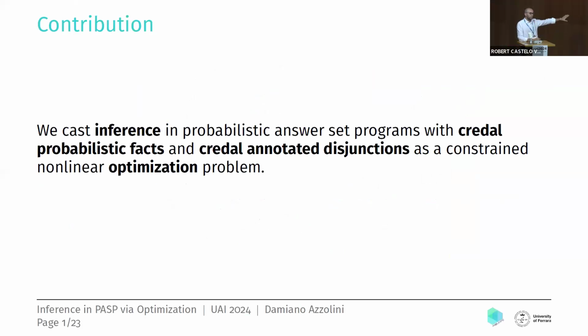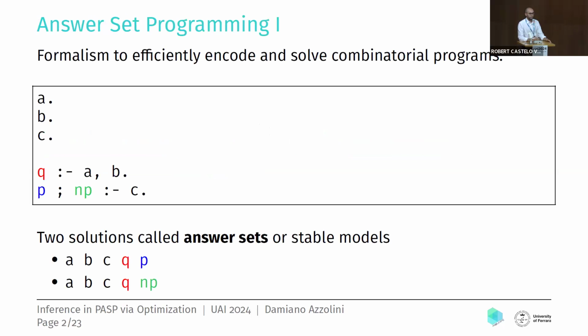So, let's start from our contribution. We cast inference in probabilistic answer set programs with credal probabilistic facts and credal annotated disjunctions as a constrained non-linear optimization problem. There are a lot of terms involved, such as answer set programs, probabilistic answer set programs, and so on. So let's try to analyze each of these terms in turn. Let's start from answer set programs, and just stick for now with answer set programs.